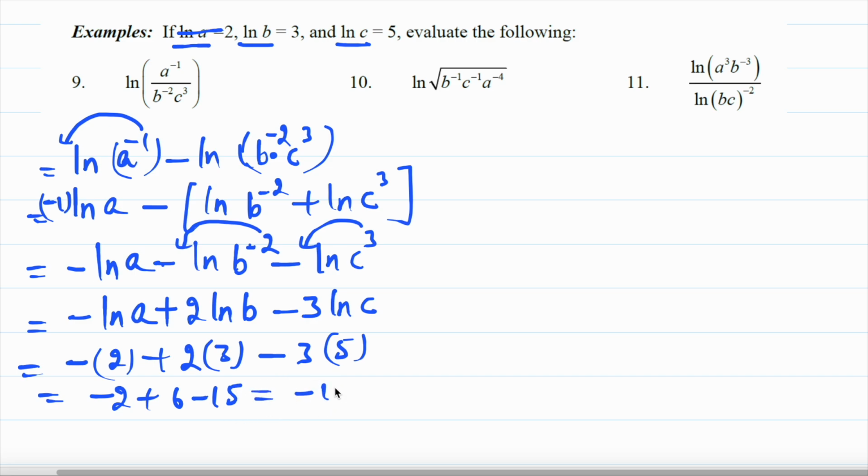So the answer is negative 11 for this question. Okay, same way you can try problem 10 yourself, and I can do problem 11 for you.